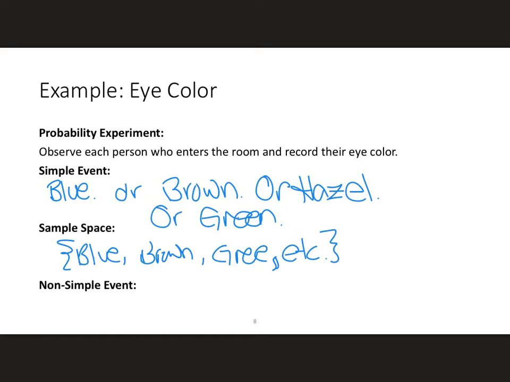A non-simple event description could be, remember, it's a description of a set of outcomes. So an example could be has non-brown eyes. Okay, so again, remember, in this one, a simple event would be the actual color observed as the outcome. The sample space would be all of the possible colors. And a non-simple event, this is just an example, is a description of a set of outcomes. So has non-brown eyes is an example there.